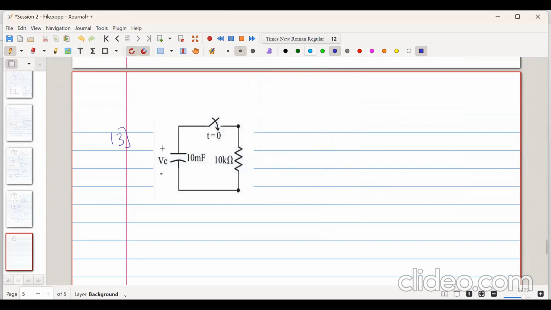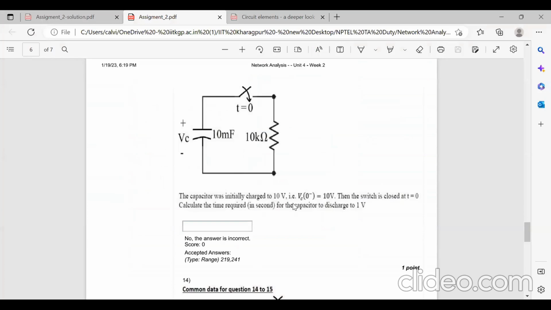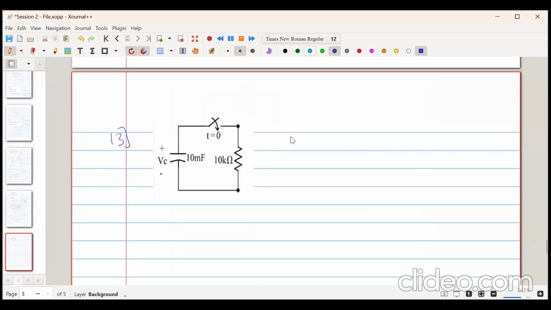So what they are asking is, the capacitor is initially charged to VC(0-) equal to 10 volt. Then the switch is closed at t equal to 0. They're saying calculate the time required in seconds for the capacitor to discharge to 1 volt. Okay. So how will we proceed? Tell me.